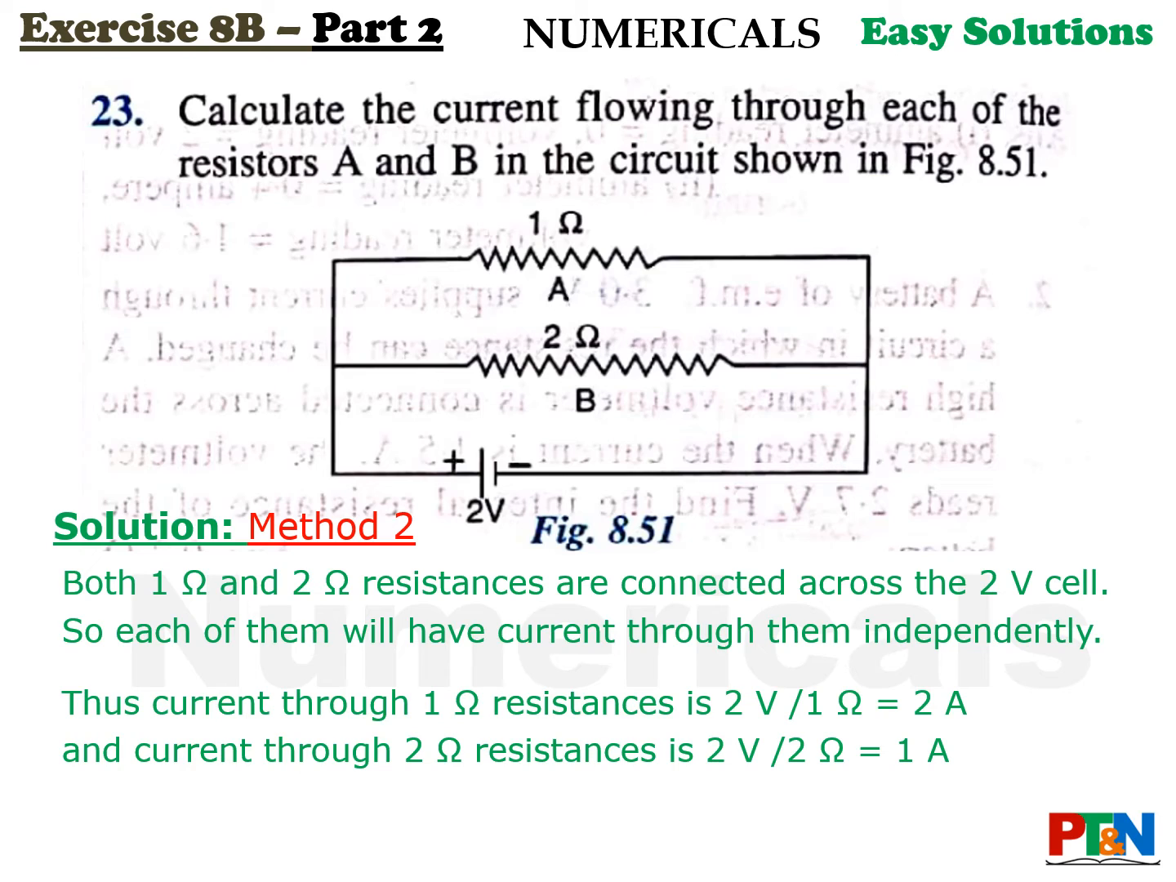So current through 1 ohm resistor will be 2 by 1, that is 2 ampere, and current through 2 ohm resistor will be 2 by 2 ohm, that is 1 ampere. So total current from the battery will thus be 3 ampere. So you can solve it in two methods.